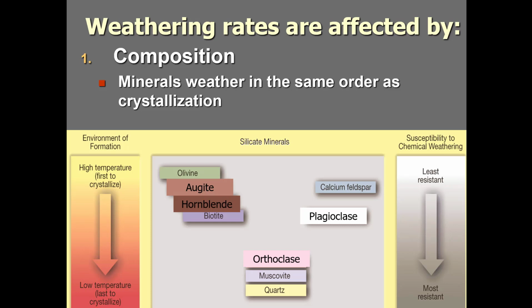So let's think about what these minerals look like at the top of Bowen's reaction series. We have olivine, augite, hornblende, and biotite. So these are all relatively dark colored minerals. So your mafic minerals, which are your darker colored minerals because they're rich in magnesium and iron. These minerals form at the highest temperatures. And so they're the least stable on the surface of the earth.